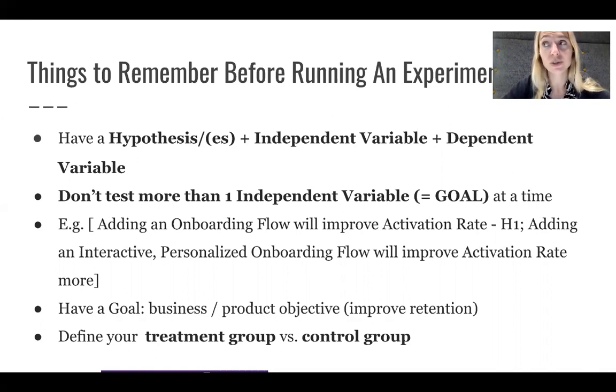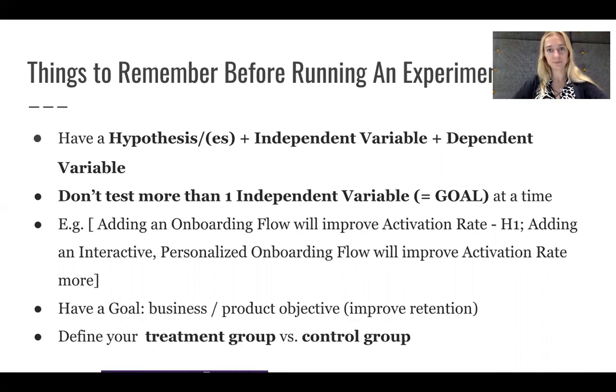So if you want to, say, improve the activation rate of your new users by 20%, the improved activation is your dependent variable, and your independent variable can be, for instance, removing the empty state and filling it in with a meaningful template, or it can be, I don't know, adding an onboarding flow. These two examples are examples of independent variables.